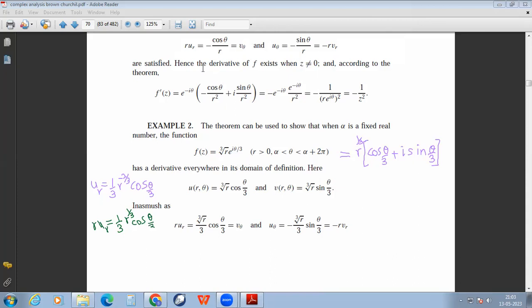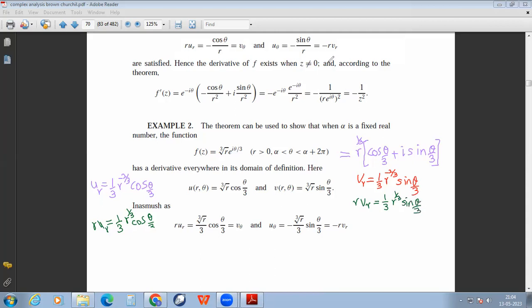Yes, ma'am. Now this v. What will be v_r? v_r will be again on the same lines, 1/3 out, r raised to minus 2/3 sine of theta by 3. Same kind of thing, there is no change. So r v_r will be 1/3 r raised to 1/3 sine of theta by 3.